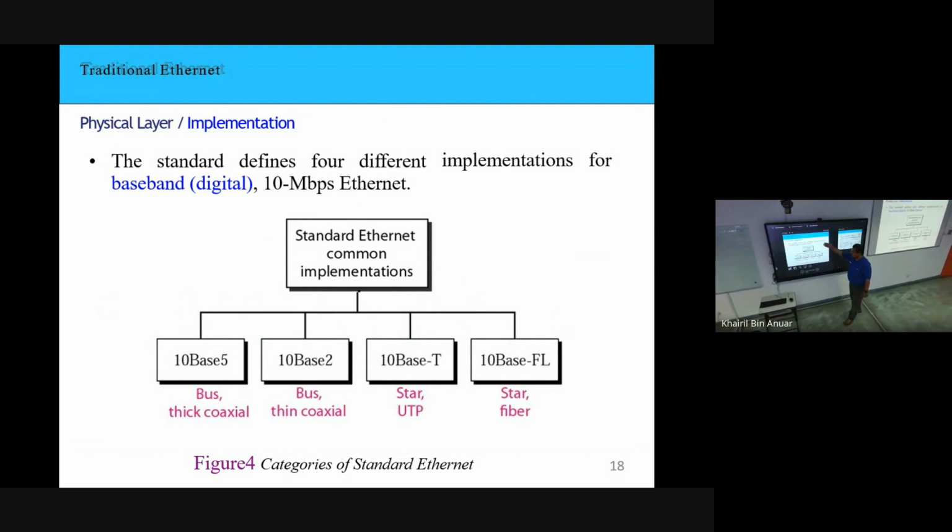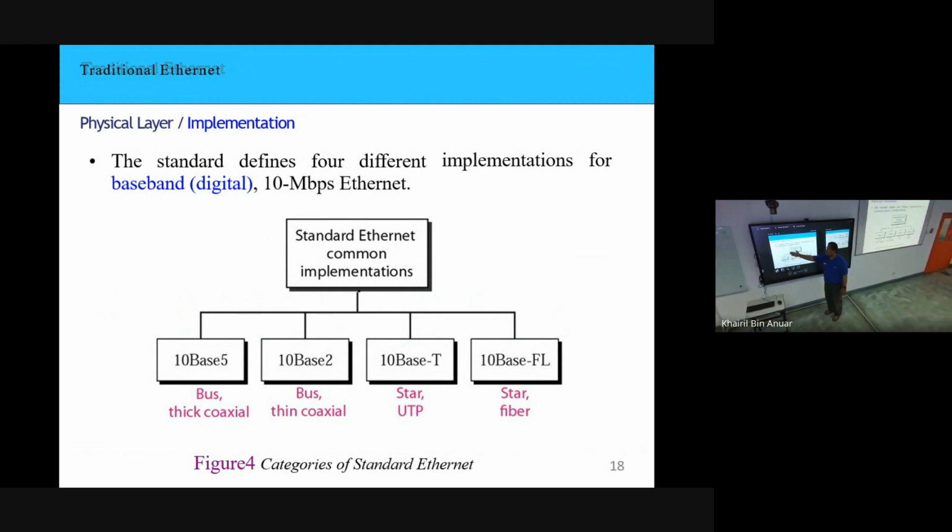Okay, so the standard one here with 10 Mbps can also be divided into 4 categories. You can have 10 base 5. As mentioned, the 10 means that the speed is 10 Mbps. Base is baseband transmission, and 5 here represents that the distance can be up to 500 meters, right? And then you have the 10 base 2, where the 2 here represents that it can go up to 200 meters. 10 base T, the speed is 10 Mbps.